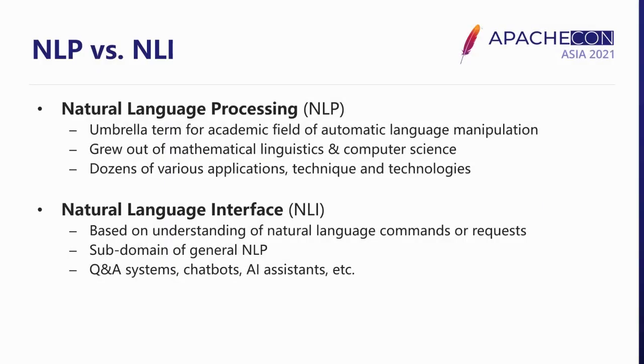One of the first things that I think we need to clarify is the distinction between the general processing of natural language as an academic discipline and the specific task of providing spoken and written interface using natural language comprehension. Natural language processing, the NLP, is a 50-year-old umbrella term that historically grew out of computing mathematical linguistics. It principally deals with techniques and technologies for the automatic manipulation of a spoken or written natural language. It includes dozens of different applications from speech recognition and speech generation, grammar correction, to various forms of statistical analysis for documents and so on. As such, the NLP field consists of a dazzling variety of different technologies, framework libraries, and modeling approaches.